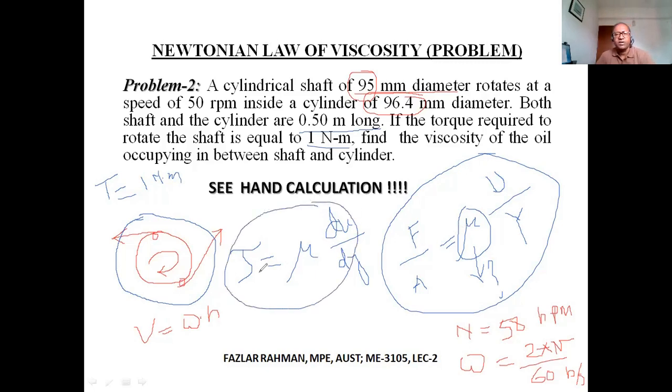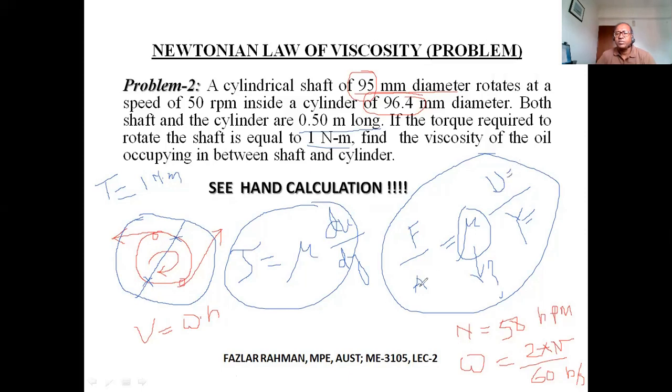Then in simplified form, tau equals F by A, and del U by del Y equals bigger U by bigger Y. Now, the value of Y, the gap between the shaft and cylinder, you can easily figure out. Because from here to here the diameter is 96.4, and from here to here is 95. So you figure out both radii, and the difference in radius will be the value of Y. So we know the Y value. How will we get the value of U? N, the RPM, is given. You figure out the angular velocity, then angular velocity multiplied by the radius gives the velocity U.